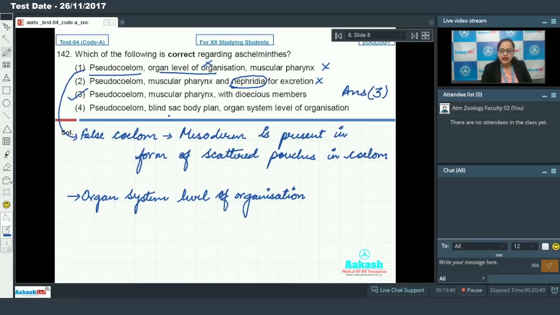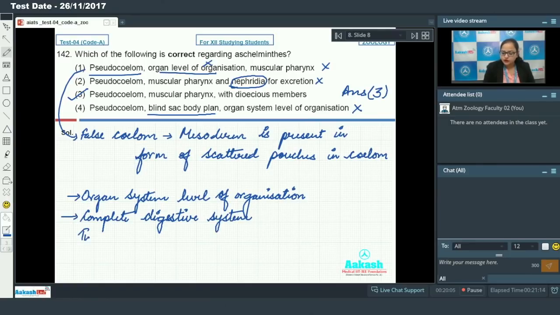Option 4 says pseudocoelom, blind sac body plan and organ system level of organization. This cannot be our answer since Aschelminthes have a complete digestive system, meaning they have separate openings acting as mouth and anus, and they have a tube within tube body plan, not blind sac body plan. What happens in blind sac body plan? There is a single opening which acts as mouth and anus, and this kind of body plan is found in organisms having an incomplete digestive system like flatworms.